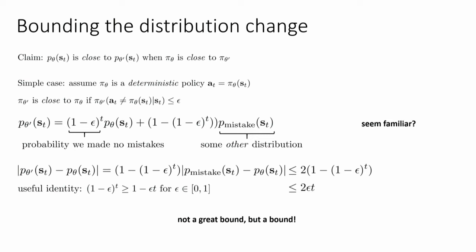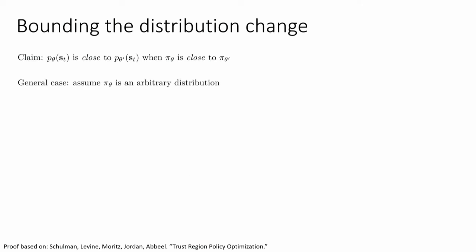OK, now this is for this weird case where pi theta is a deterministic policy. If you're doing policy gradient, pi theta is not a deterministic policy. It's going to be a stochastic policy pretty much always. So what we would really like is to derive the general case where pi theta is an arbitrary distribution. Now, in this case, we have to define a new notion of close. Before we said that two policies are close if one of them takes a different action with some bounded probability, but now they're both stochastic, so what does that mean? Well, we're going to define close, again, in terms of total variation divergence.